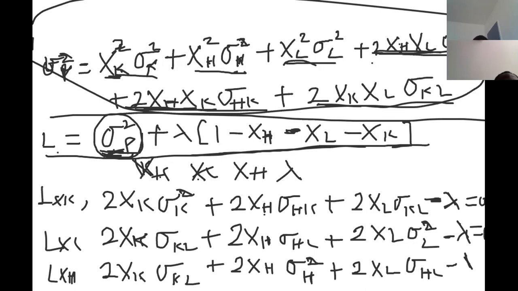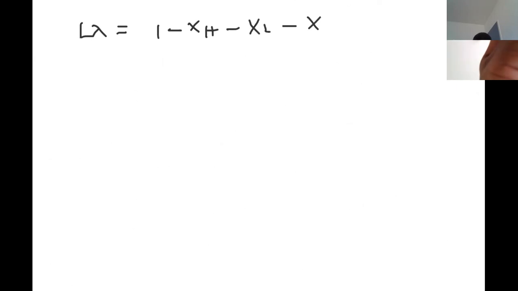All right, okay, so let me go to the next one. When I come to the next page, I'm now going to differentiate with respect to lambda. And that is also going to give me 1 minus SH minus XL minus XK minus SK equals 0. Okay, so we have 4 different equations, right?